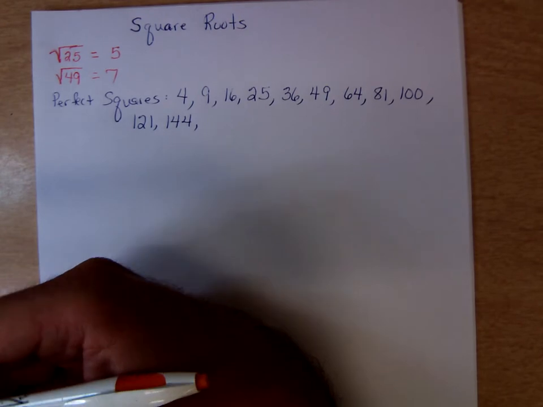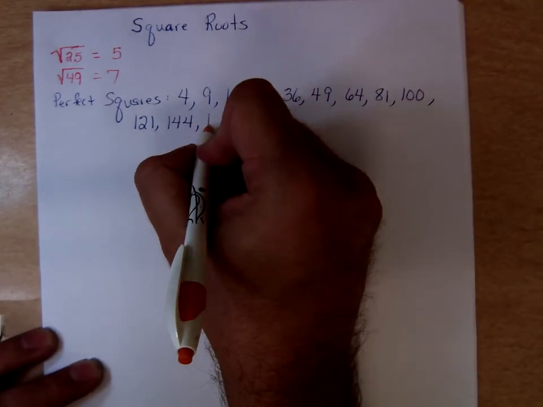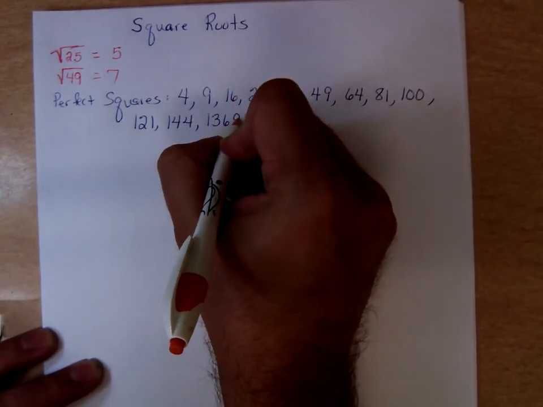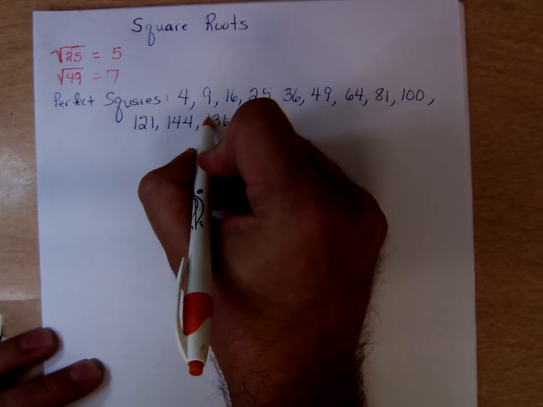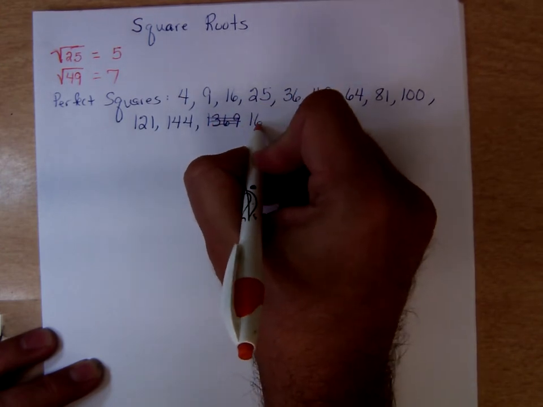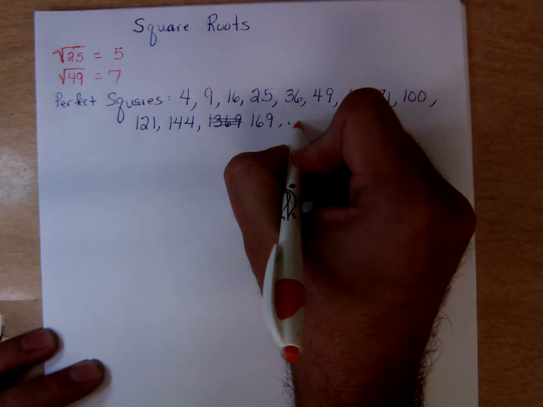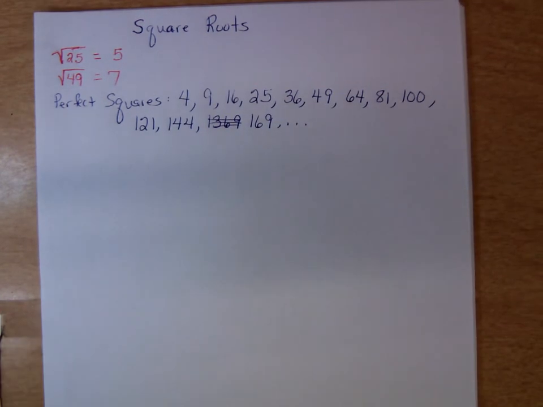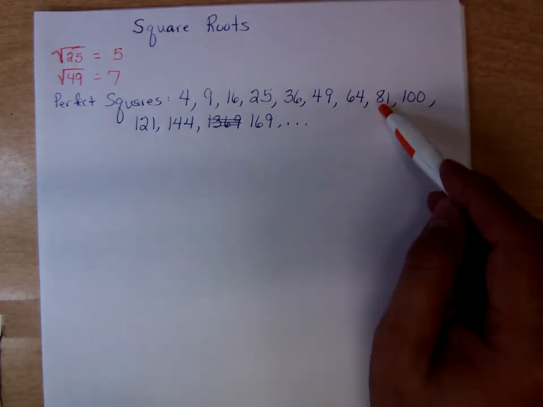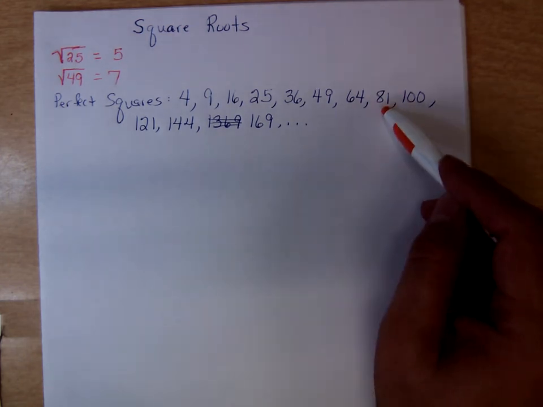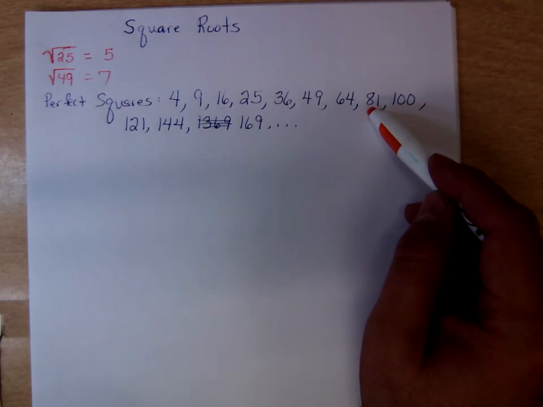We have the calculator. 13 times 13, 169. Let's just say dot, dot, dot. Those are the numbers whose square roots we know just from multiplication. The square root of 81 would be 9. These are called the perfect squares.